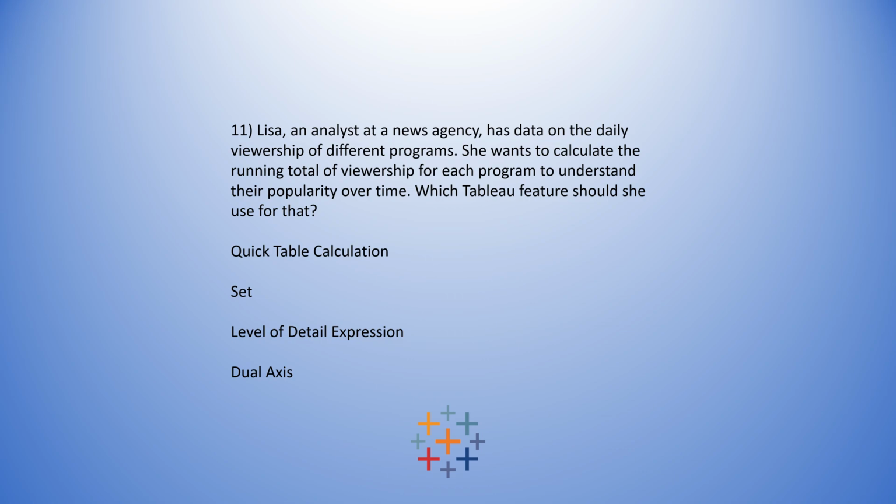Okay, first we have quick table calculation, then set, then LOD expression, then we have dual axis. So dual axis won't be correct. Then LOD expression will add too much complexity, so this is also not the correct option. Lisa wants to calculate the running total of viewership. So in this case, quick table calculation will be the most appropriate option here. So the correct answer is A.